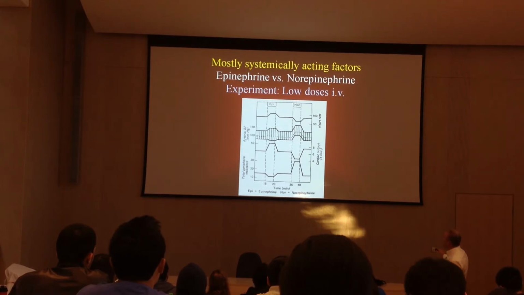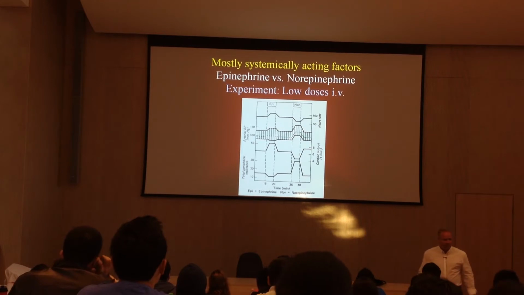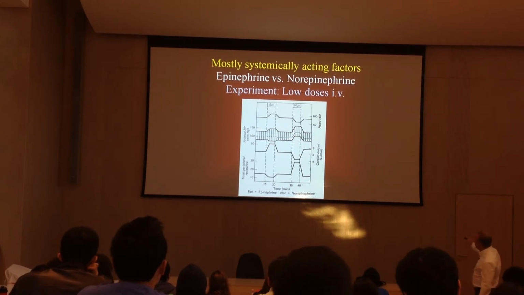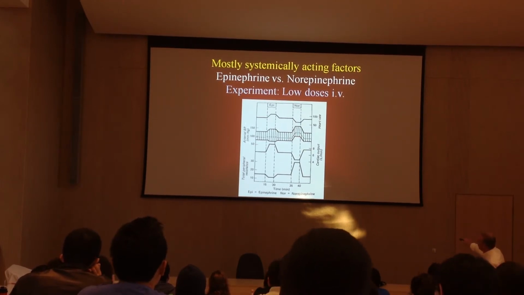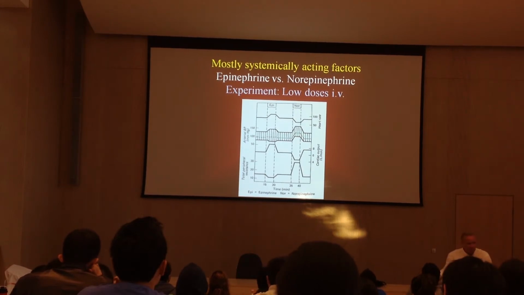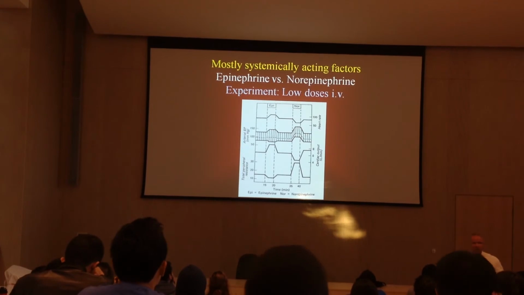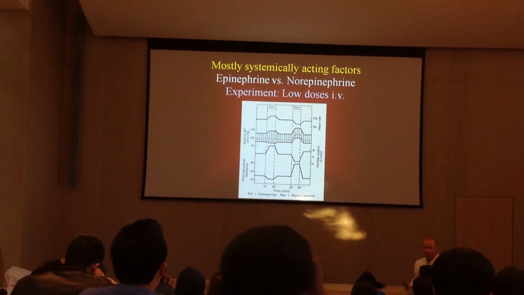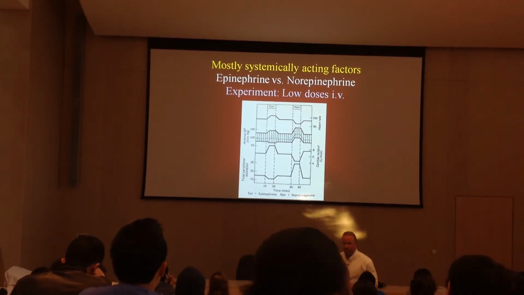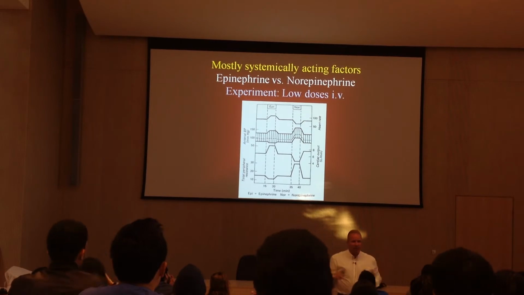Let's inject a low dose of epi first, and then norepinephrine, to an experimental animal. And let's follow the following parameters: heart rate, arterial blood pressure, cardiac output, total peripheral resistance. So the usual parameters that we check whenever we try to understand how cardiovascular physiology is running. Just have a look at that without explaining.